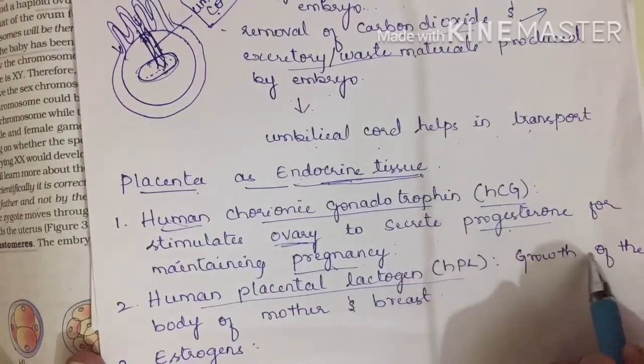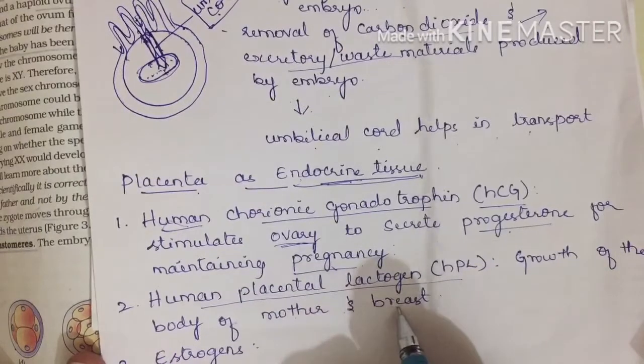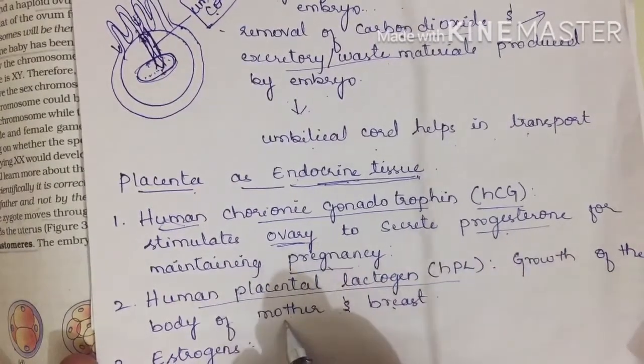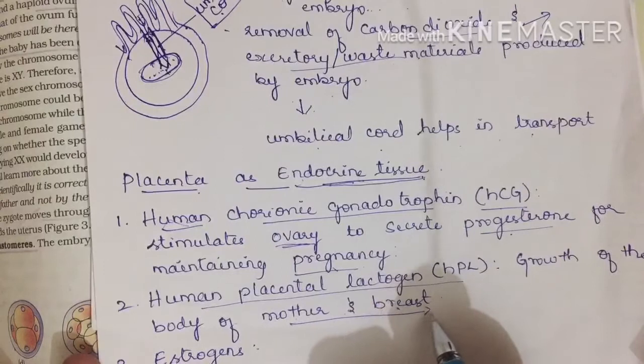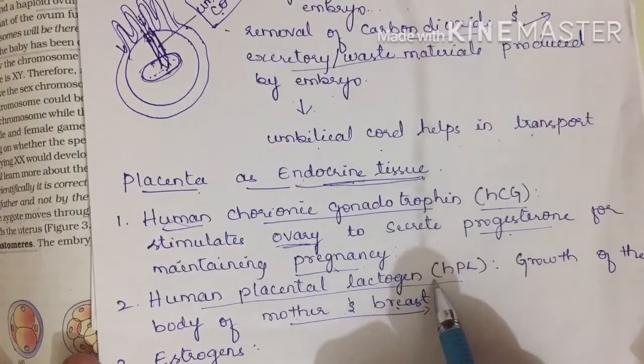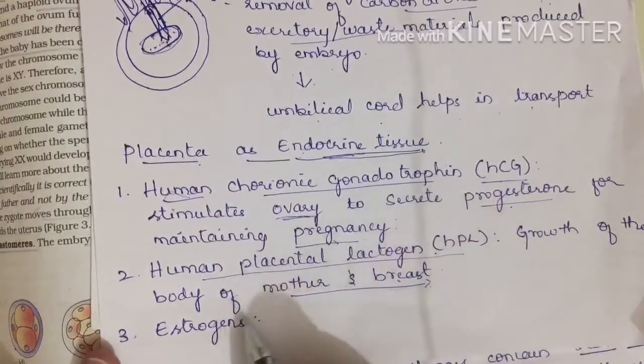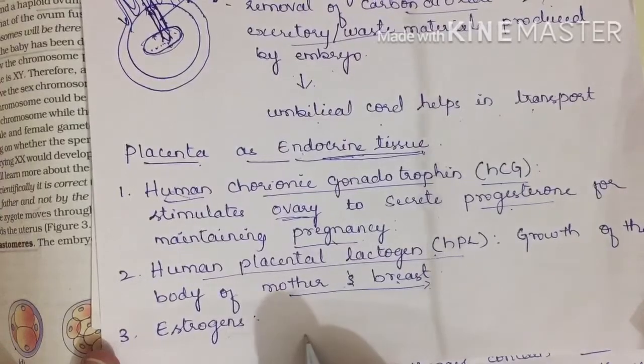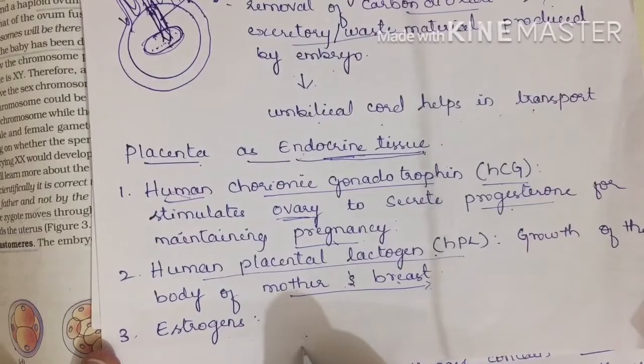Human placental lactogen is the second hormone, that is HPL. This is used for the growth of the body of the mother and the breast. The growth of the mother's body and the development of the breast happen with the help of HPL. Another hormone is estrogen. About estrogen I have already explained, that it is used for the development of secondary organs in the adult and even in the fetus.